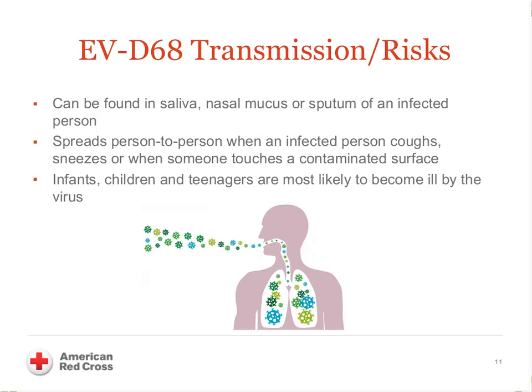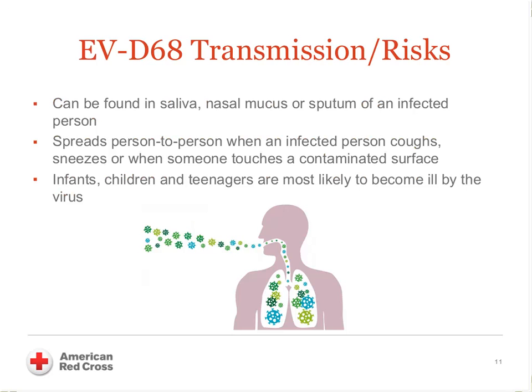Since EV-D68 causes respiratory illness, the virus can be found in an infected person's respiratory secretions, such as saliva, nasal mucus, or sputum. The virus is commonly spread from person to person when an infected person coughs, sneezes, or touches a contaminated surface. In general, infants, children, and teenagers are most likely to get infected with the enterovirus and become sick. This is because they have not yet built immunity from previous exposures to this virus.